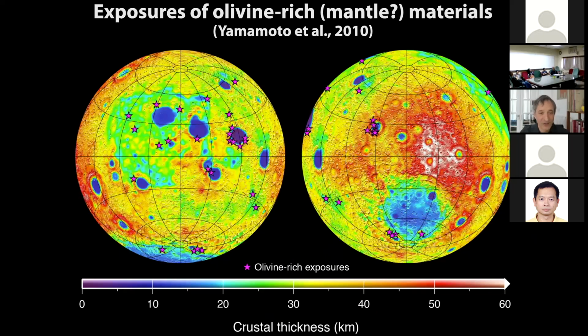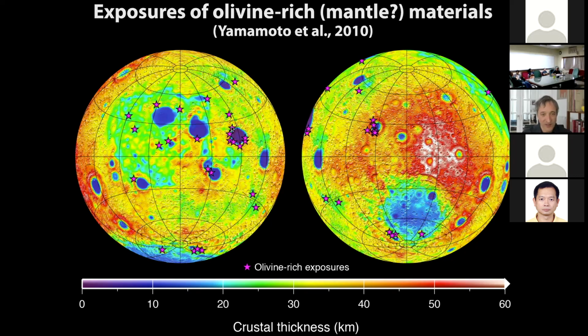Now, we have another interesting data set, which is from some spectral reflectance data from the Kaguya mission. And this is from a paper of Yamamoto et al. in 2010. And what they're mapping here is each of these stars corresponds to the location where they detected occurrences of nearly pure olivine on the surface of the moon. So this would be a rock called a dunite.